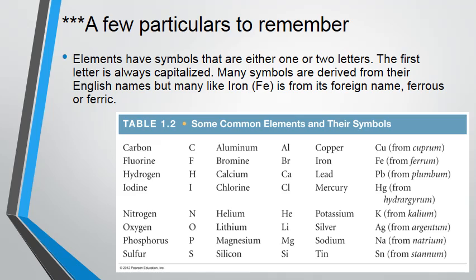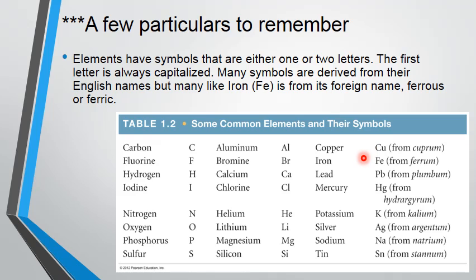If you look at this table, we have the first two columns: carbon, hydrogen, all of those are from their English names. So their symbol is coming from their English names. Chlorine is Cl. It kind of makes sense. But when we get to things like copper, its English name is copper, but its symbol, Cu, comes from its foreign name, which is cuprum.